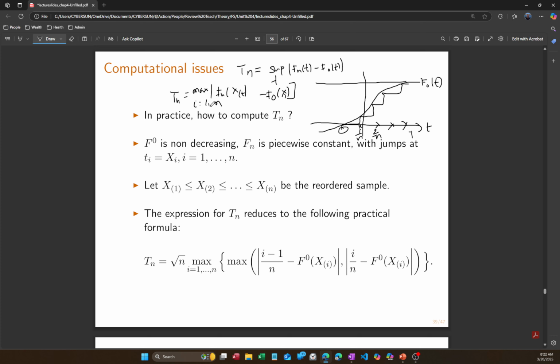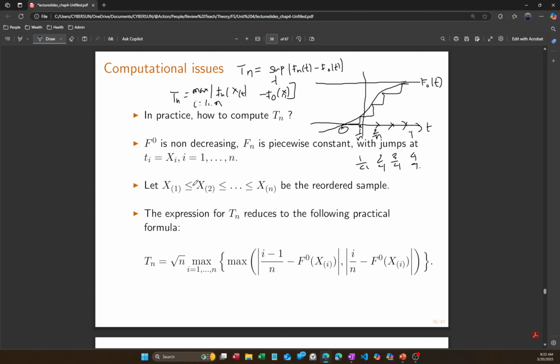Now let's do an example here. If n is 4, then there are 4 observation points, and it's going to be 1/4, 2/4, 3/4, and 4/4. At each jump, the function progresses stepwise from 0 to 1. This we have already plotted. Now, to identify the largest absolute difference between Fn and F0, we have to use a formula that we will discuss in a later series.